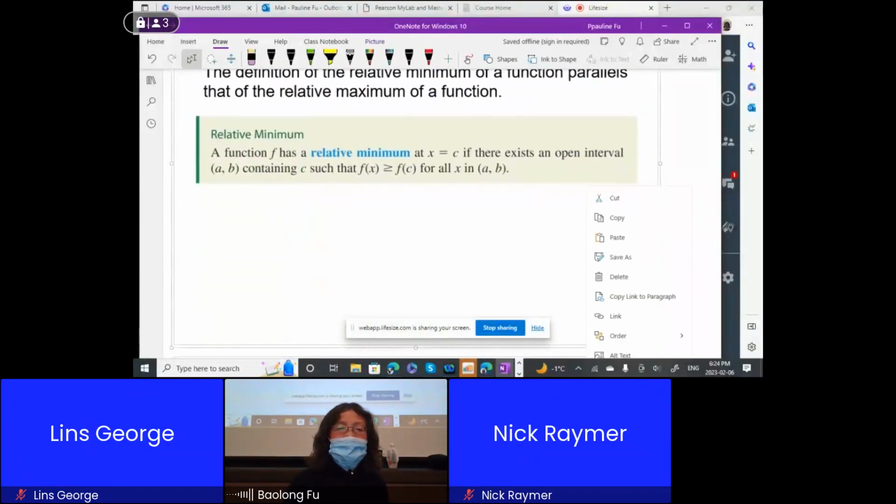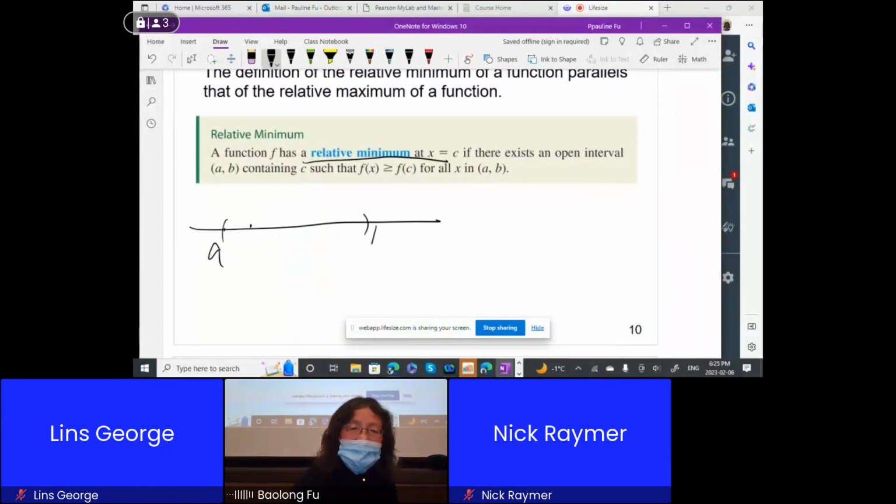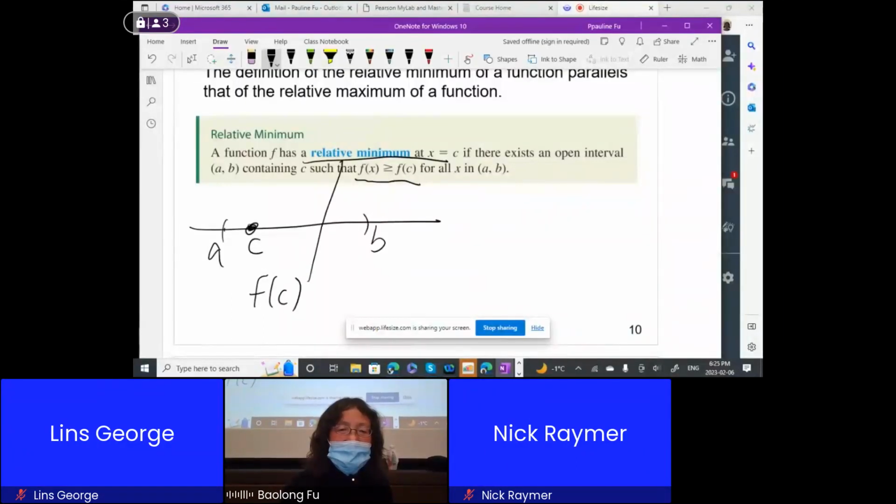And this is what is relative minimum. If you have open space, if you have AB, this is A, this is B. If you have a point C here, such that f(x) is greater or equal to f(C), then f(C) is the relative minimum.